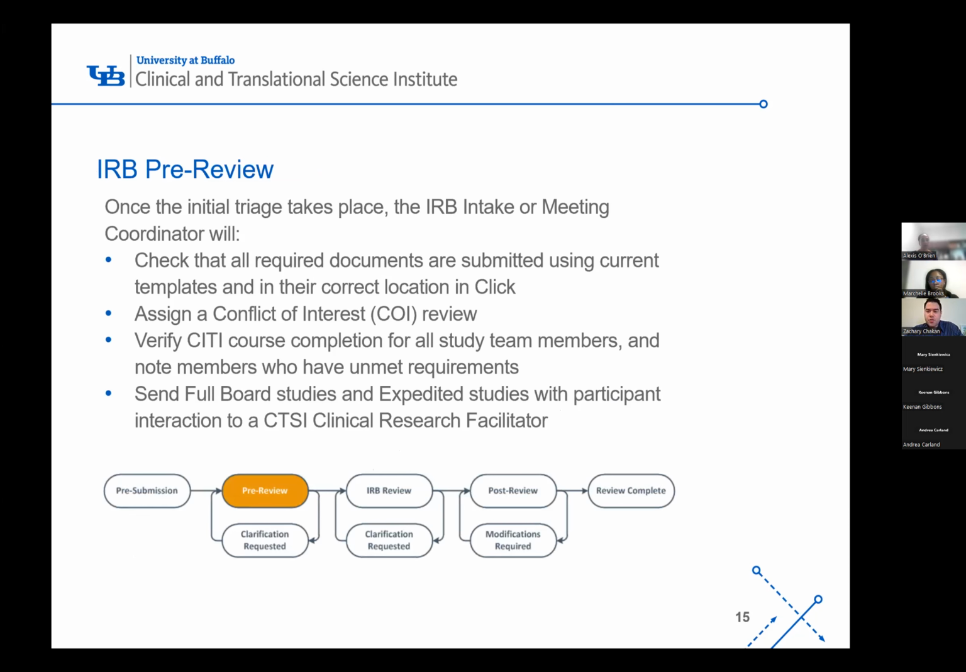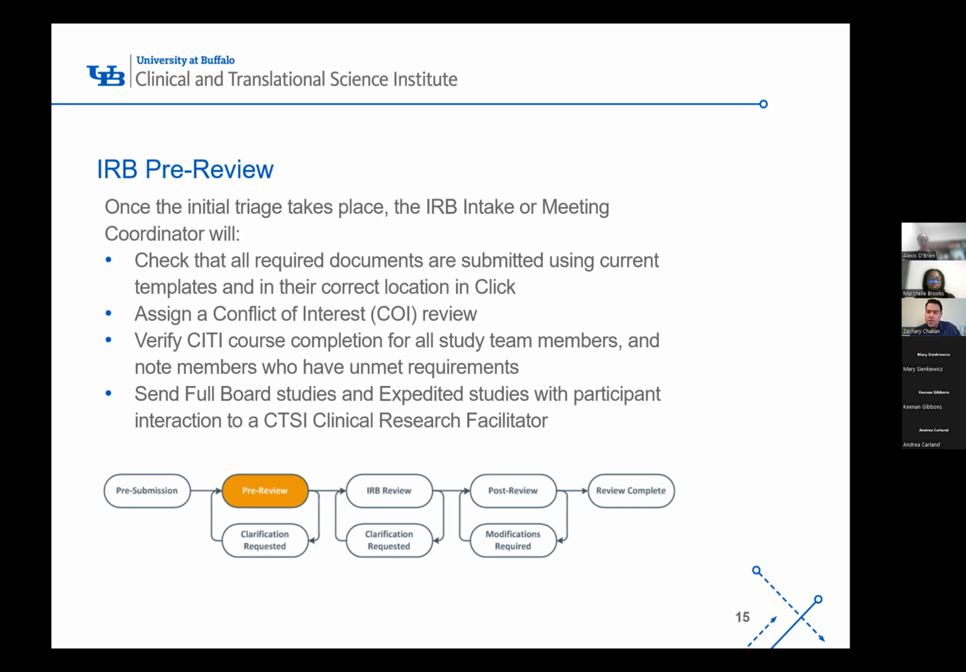So once the initial triage takes place for the pre-review, the IRB intake either keeps it with themselves or sends it to the meeting coordinator to go in the full board review track. That individual will check that all required documents are submitted using the current required templates, and that they're in the correct location in the Click Smart Forms.